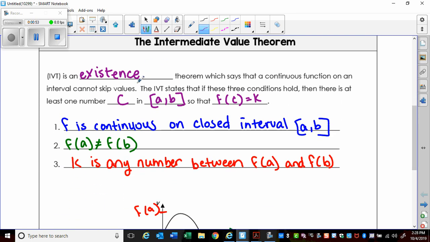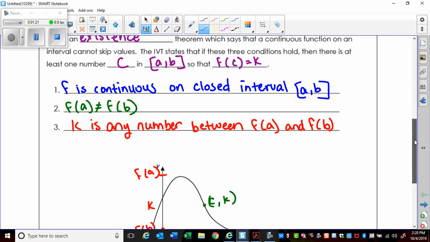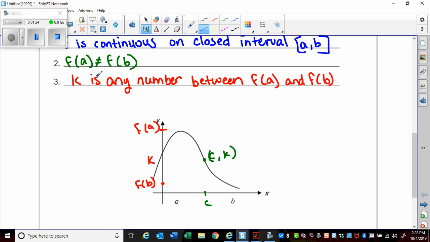The intermediate value theorem, I think we kind of talked about this last time, is an existence theorem which states that a continuous function on an interval cannot skip values. So if these three conditions hold, there is at least one number c in the interval from a to b so that f of c equals k, as long as f is continuous and f of a doesn't equal f of b, and k is any number in between f of a and f of b.